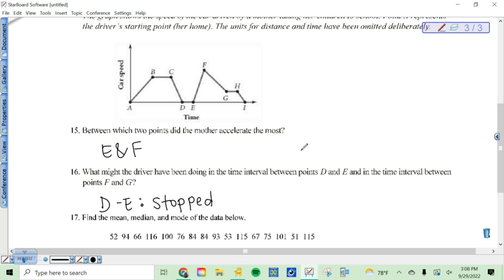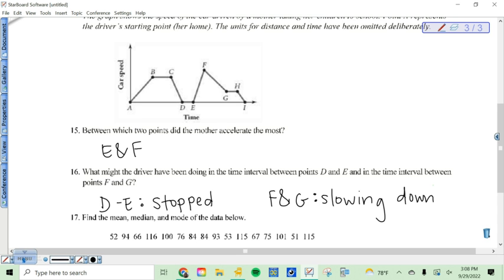And then what about between F and G? Yeah, braking or slowing down. Perfect. And why do we say that? Yeah, the speed is decreasing over time. Perfect. That's it.